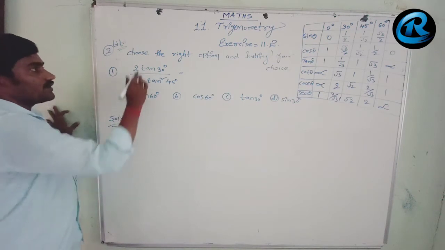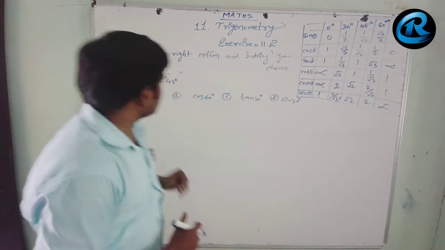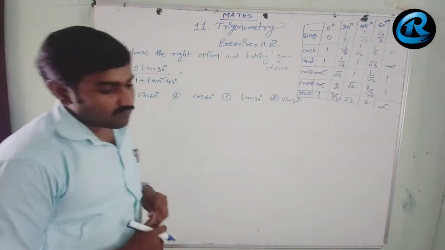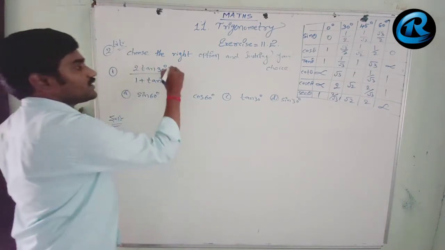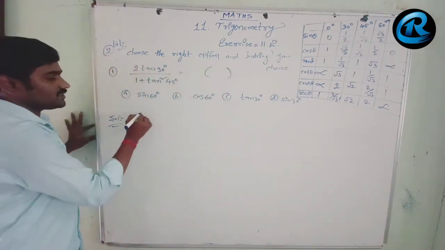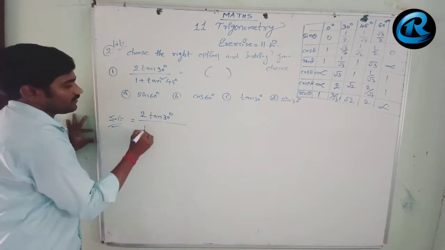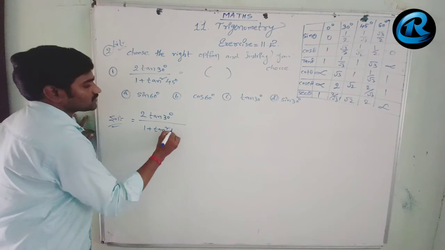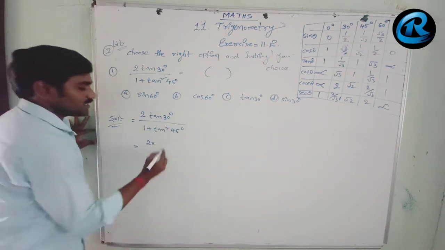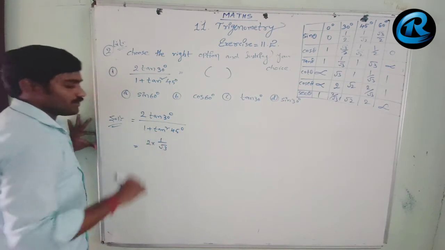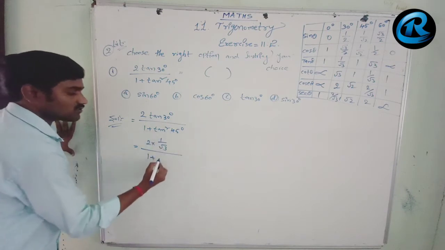See here: 2 tan 30 degrees by 1 plus tan square 45 degrees. Let us find out the solution of this. 2 tan 30 degrees whole by 1 plus tan square 45 degrees. 2 into the tan 30 degrees value, 1 by root 3, whole by 1 plus tan square 45 degrees.